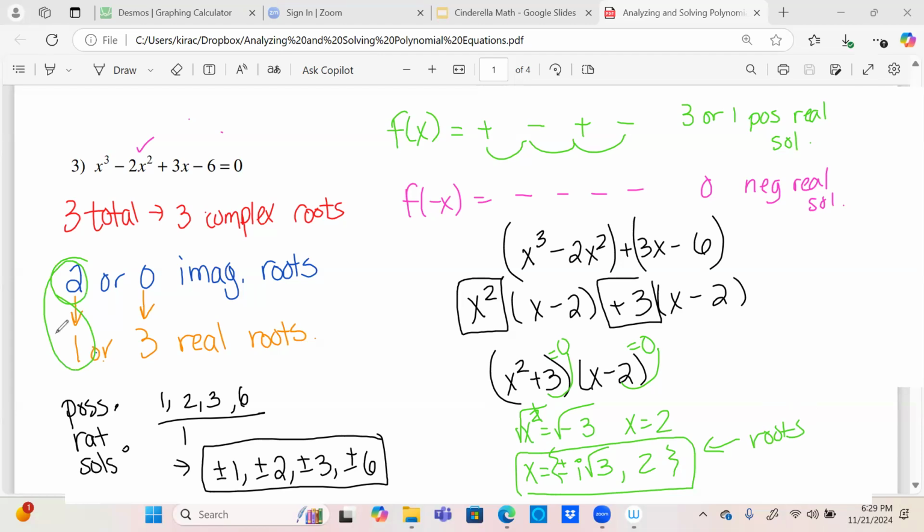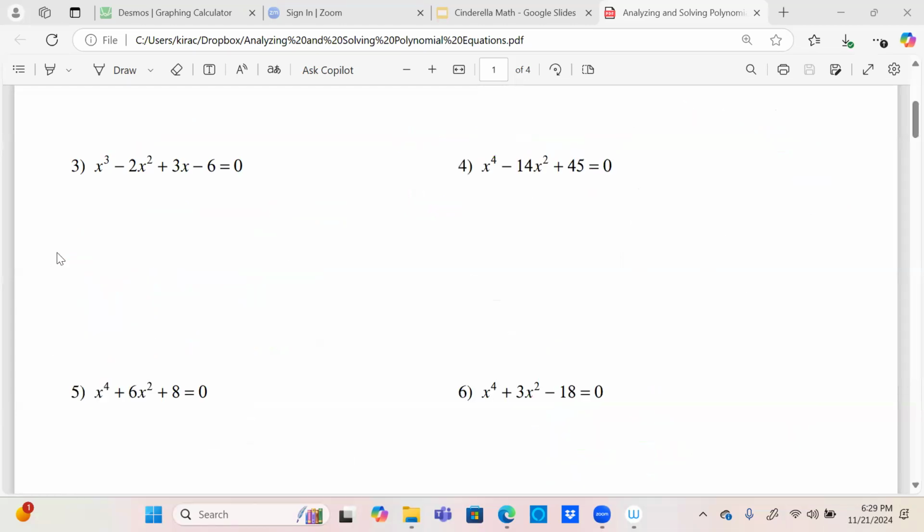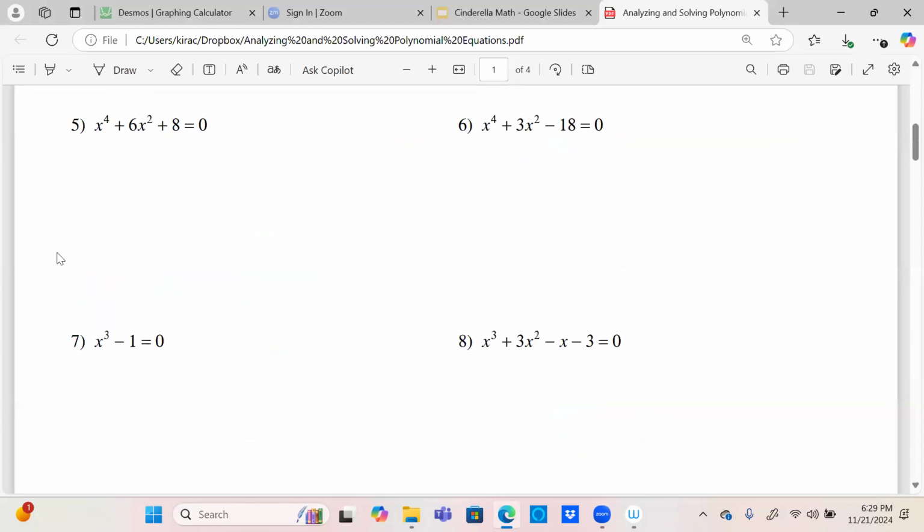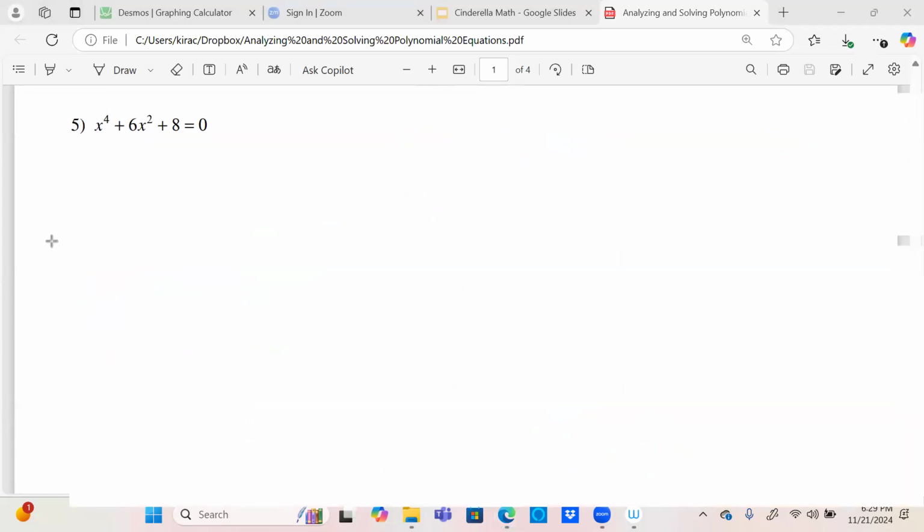And I use the grouping method to factor that. Coming down to 5. All right, we're going to have 4 total answers for complex. The imaginaries come in evens. So that could be 4, that's an even, 2, or 0 imaginary. If you get 4 imaginaries, that would be 0 real.